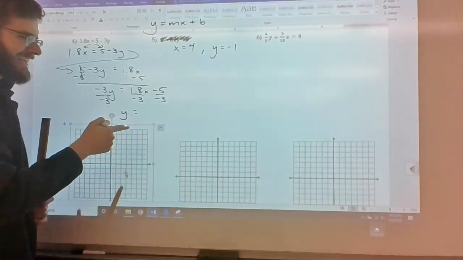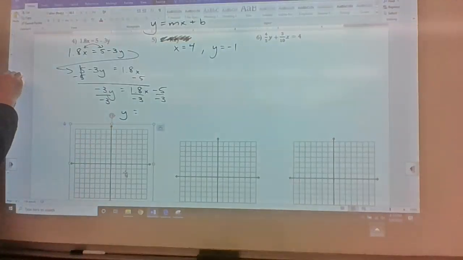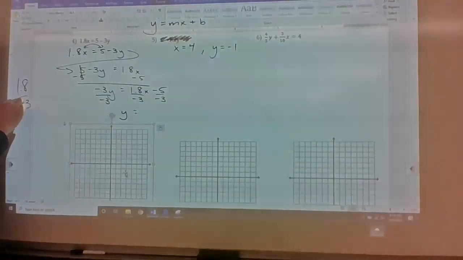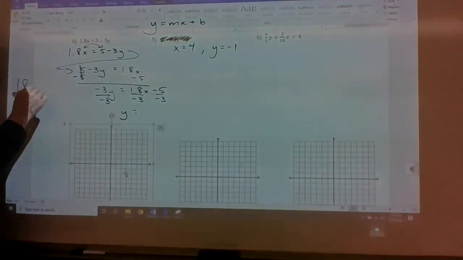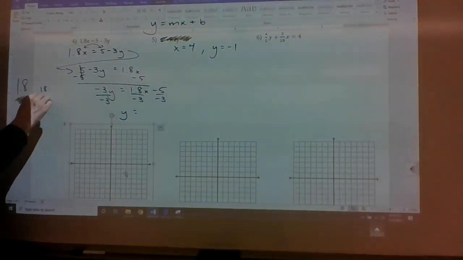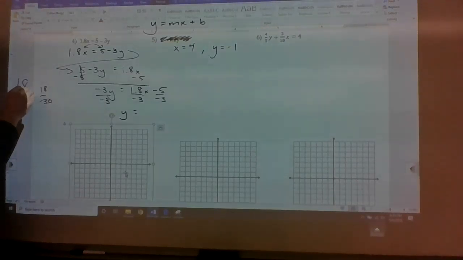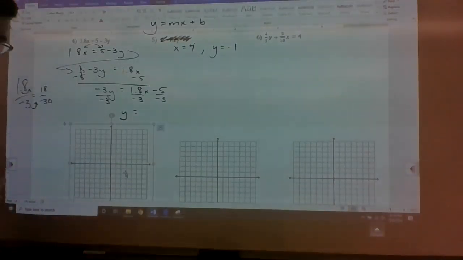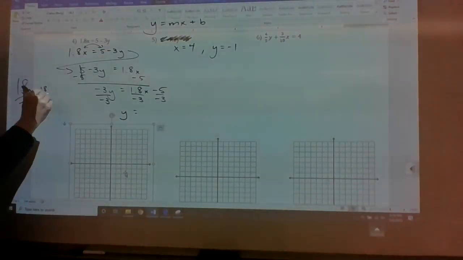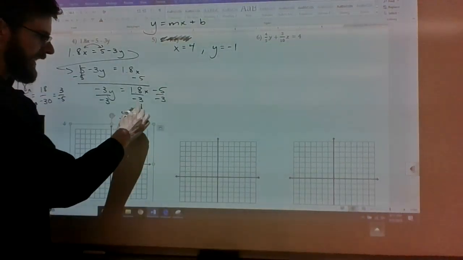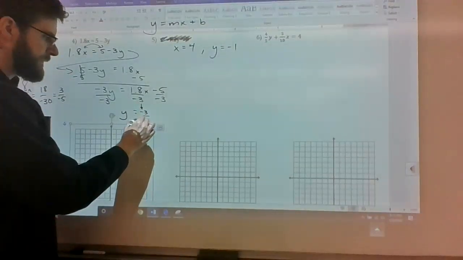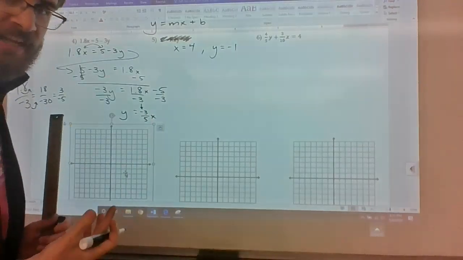So 1.8 divided by negative 3. Well, if you multiply the top and bottom of this fraction by 10, you would get 18 over negative 30. It's kind of like the whole move the decimal over trick in order to get rid of the decimal. And then the top and bottom are both divisible by 6. So 18 divided by 6 is 3. Negative 30 divided by 6 is 5. So you got negative 3/5 as your x term. Okay? Our slope is negative 3/5.